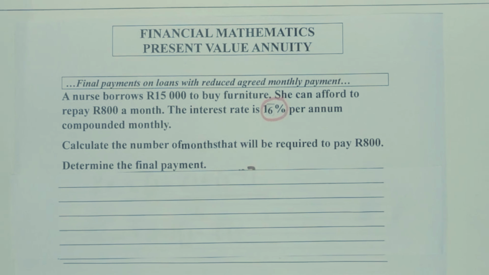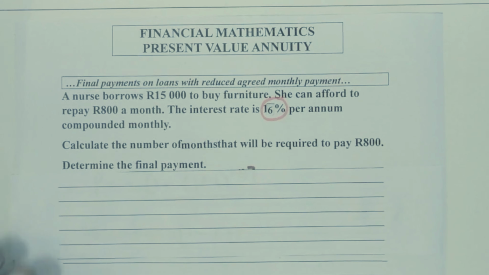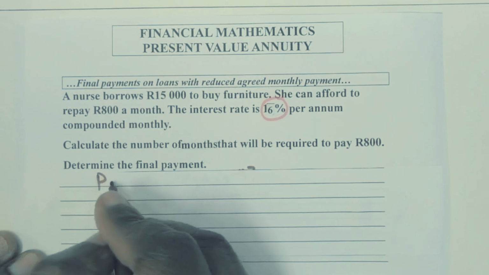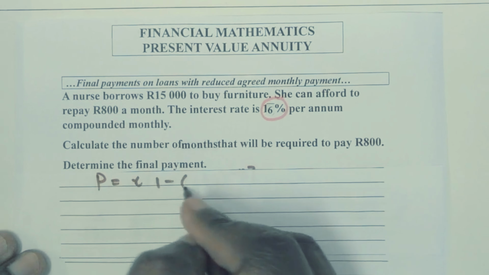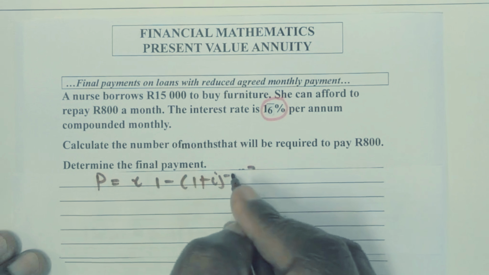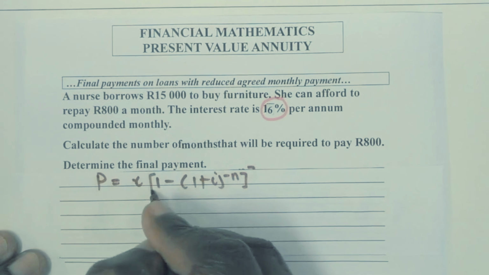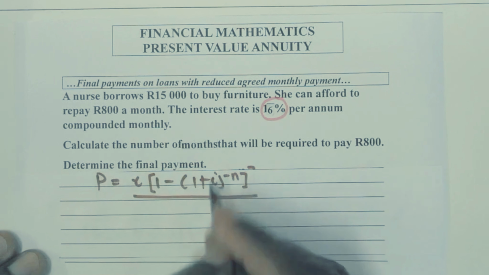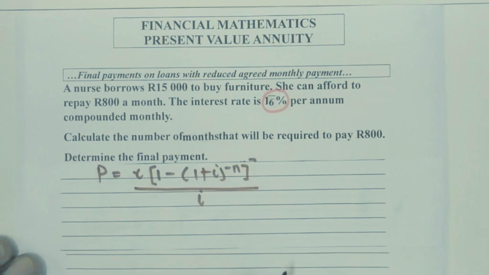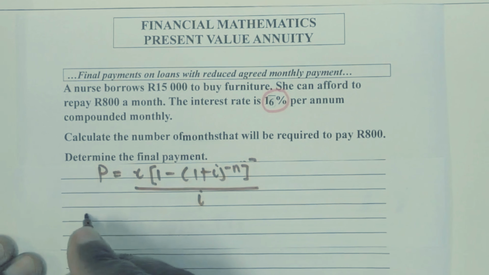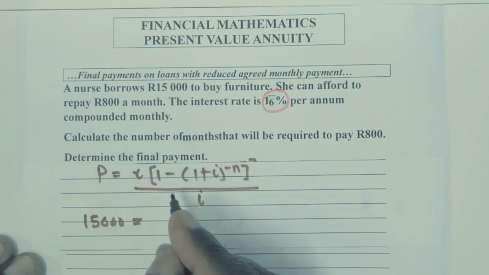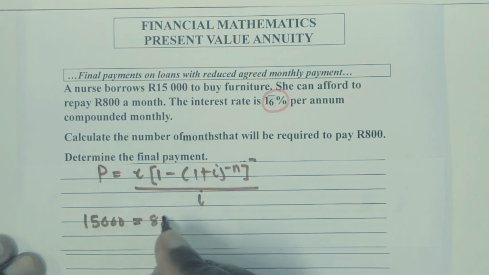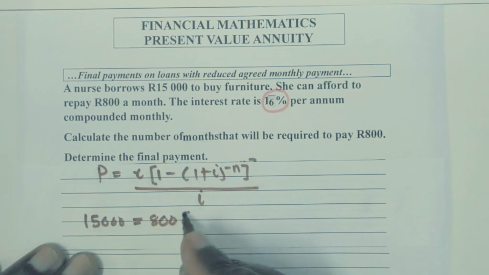Determine the final payment. I'm going to use the present value formula. Then I'm going to substitute. R15,000 is the loan amount, and then X is equal to 800.